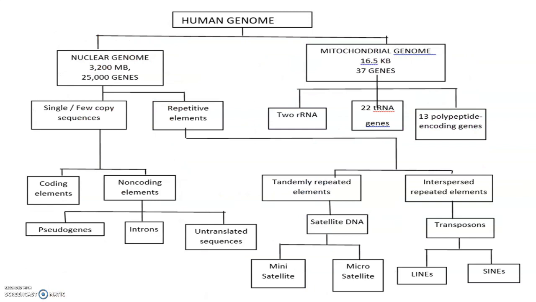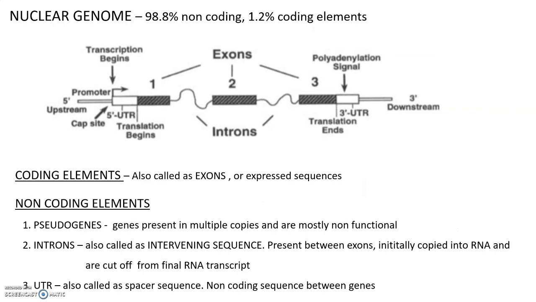So now we see what are the elements present in the human genome. As I said, the DNA in humans is present both in the nucleus and in mitochondria. The nuclear genome, or nuclear DNA, consists of few copy sequences or single copy sequences, and it consists of repetitive elements. In the mitochondrial genome, the DNA consists of 2 ribosomal RNA molecules, 22 tRNA genes, and 13 polypeptide encoding genes. In the nuclear genome, around 98.8% is non-coding and only 1.2% of DNA is coding.